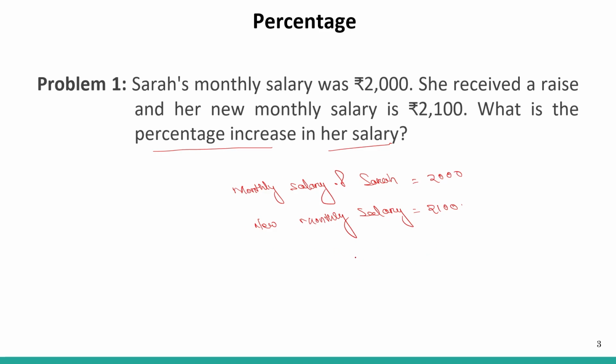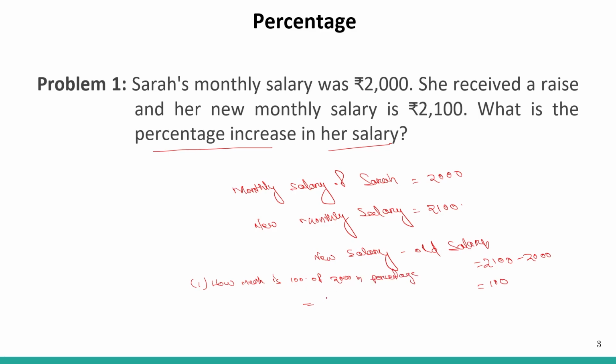What do we need to calculate first? We need to calculate the difference first. New salary minus old salary is equal to 2100 minus 2000, which is 100 rupees. Now we need to calculate how much is 100 of 2000 rupees, in percentage.